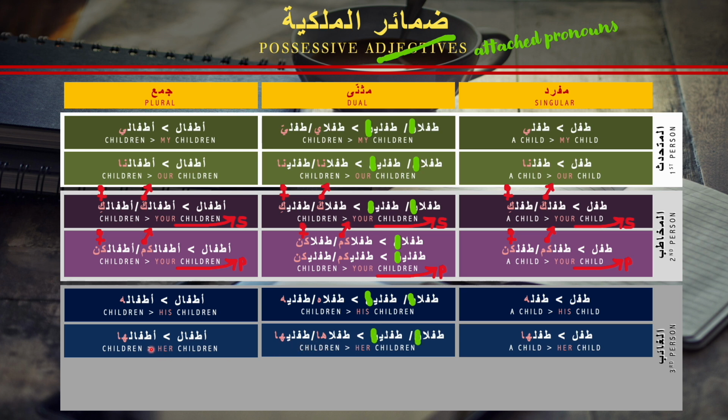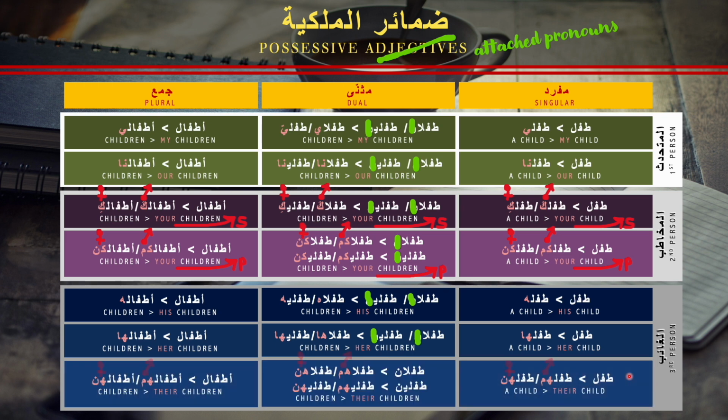And here we are going to see طفلهم, طفلهن for their child, when it is masculine هم, when it is feminine هن. And then طفلاهم or طفلاهن, طفليهم, طفليهن. And finally for the third person plural, أطفالهم masculine, أطفالهن feminine.